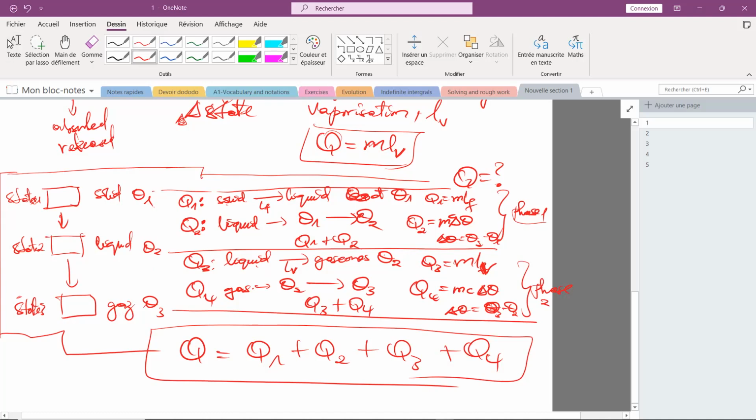And when there is a change of state, what is involved is latent heat, or specific latent heat. But when there is a change in temperature, it is specific heat capacity that is involved. So be very, very careful. Master this explanation I just gave to you.